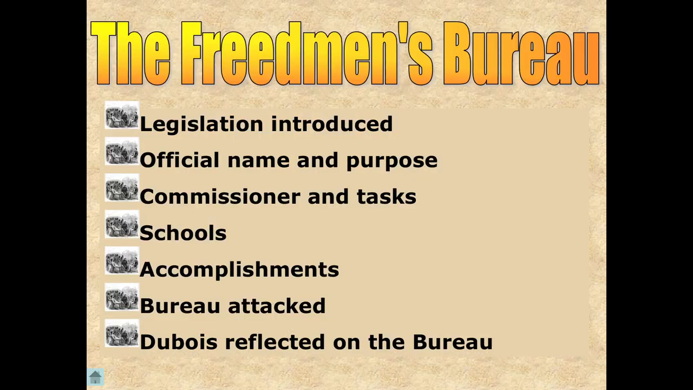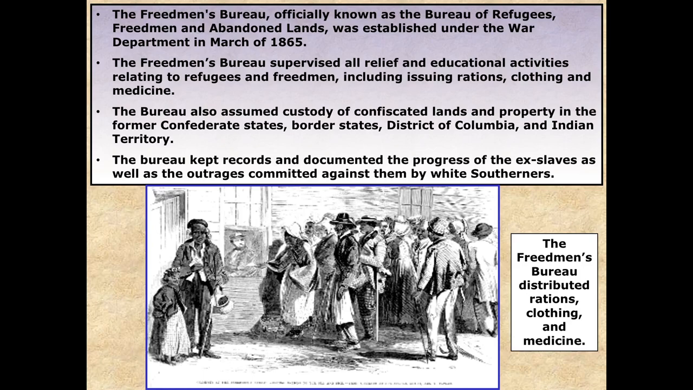So here's where the Freedmen's Bureau comes in. The Freedmen's Bureau is a governmental institution, well, rather a bureaucratic institution of the government, and it's officially known as the Bureau of Refugees, Freedmen, and Abandoned Lands. This was established by the War Department in March of 1865 because they already saw the writing on the wall. They knew the Confederacy was losing, so we're already figuring out plans like how to reconstruct the nation and what to do with the freedmen. The Freedmen's Bureau's job was to provide relief and educational activities to these freedmen.